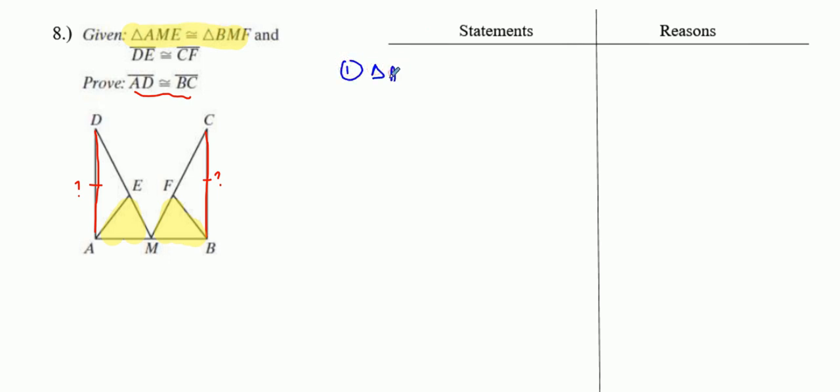So let me go ahead and write down the given. We know we have those congruent yellow triangles, and DE and CF are also congruent. And I'll label that here as well.